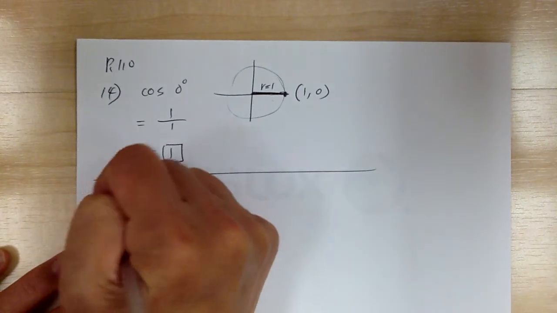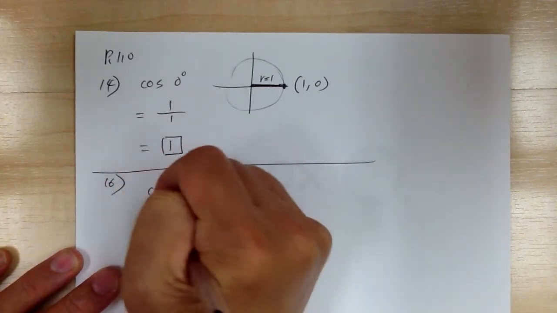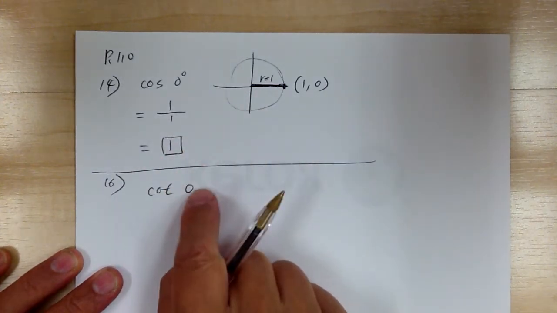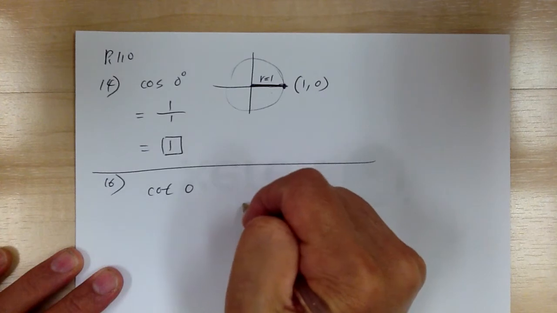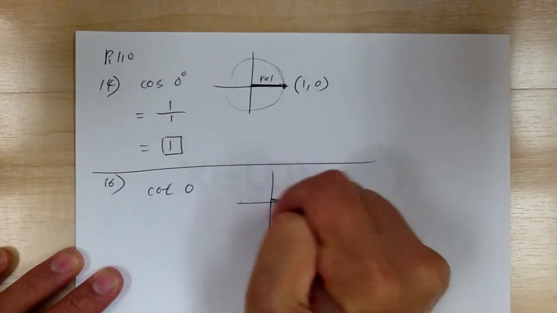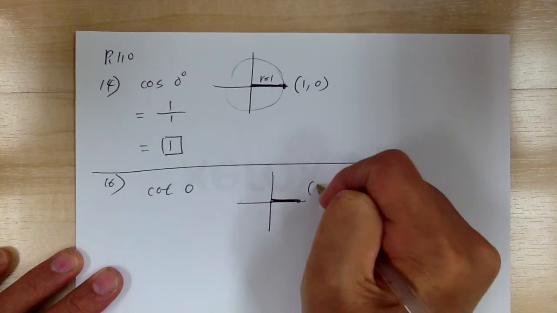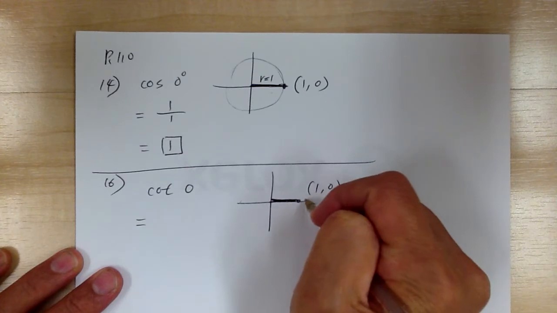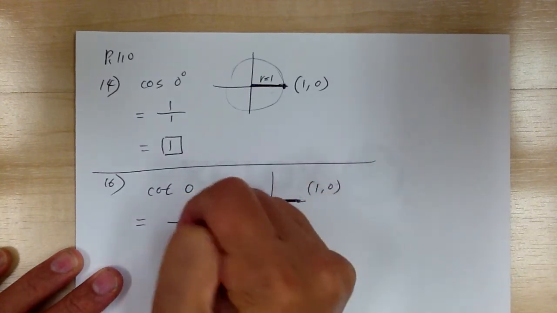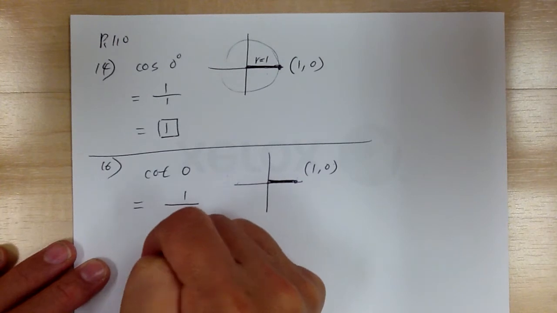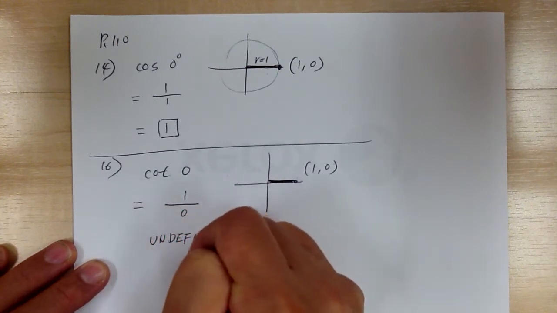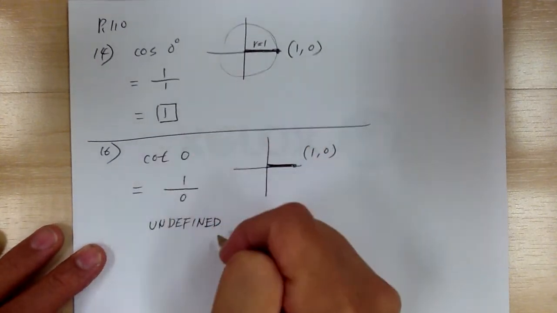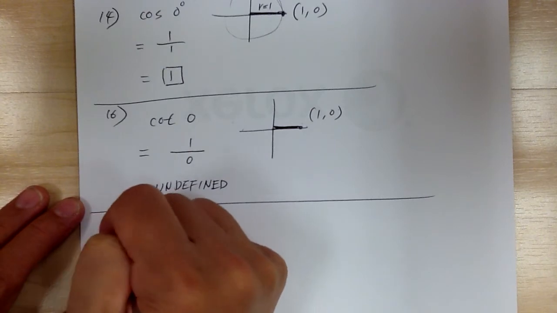Okay. Let's go to 16. Cotangent of 0. Notice there's no degree symbol, so it's 0 radians. And it happens that 0 radians is also at the same spot over here. So again, this would be 1, 0. Now the cotangent is cosine over sine, or the horizontal over the vertical. It would be 1 over 0, and so this is undefined. So when doing this kind of chart, write out a ratio; it helps you think it through. Okay. Let's go to 18.